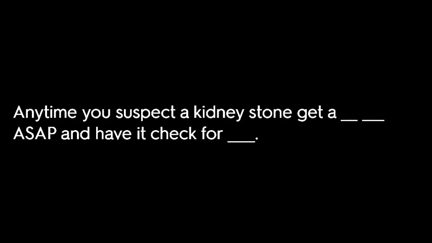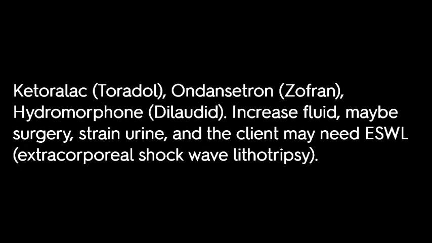Anytime you suspect a kidney stone, get a urine specimen ASAP and have it checked for RBC. True or false: if a kidney stone is present, the client does not get pain medication immediately. False, they do. What is the treatment for a kidney stone? Ketorolac, ondansetron, hydromorphone, increase fluids, maybe surgery, strain the urine, and the client may need ESWL.